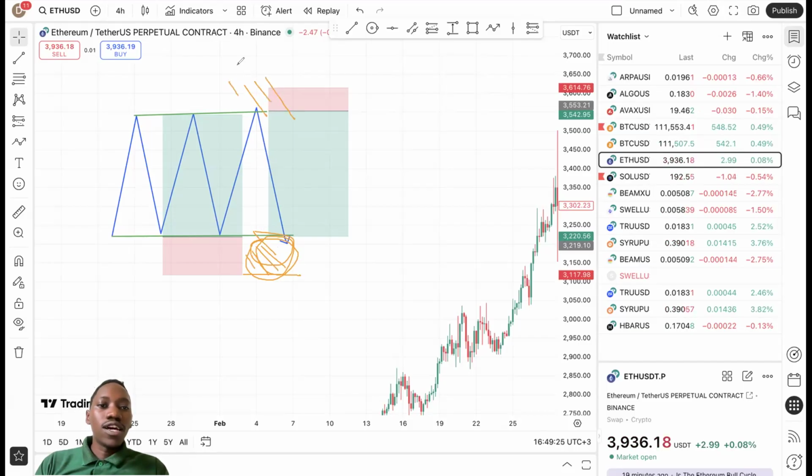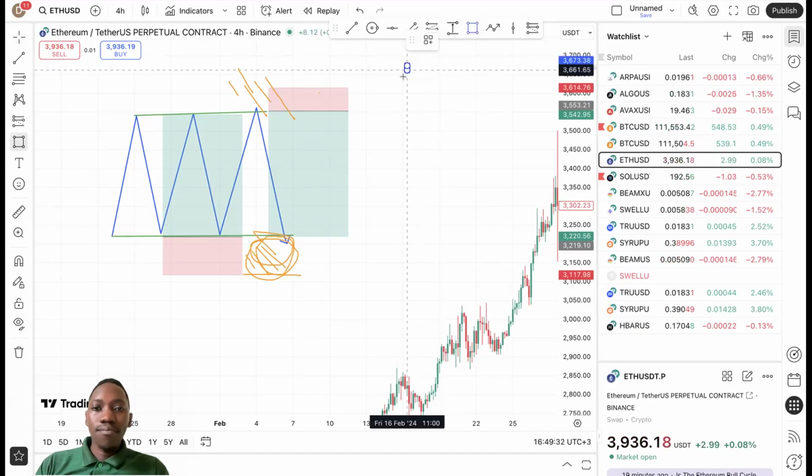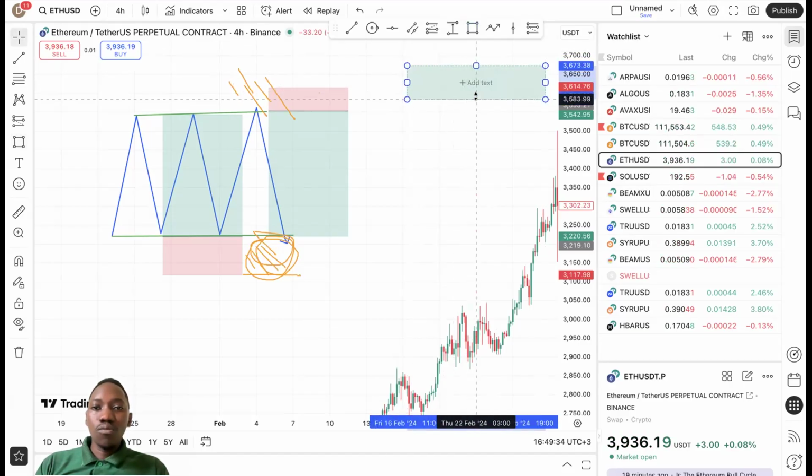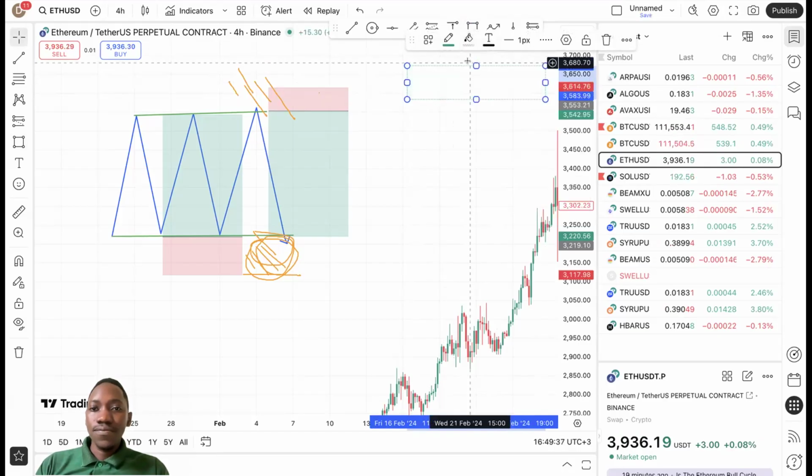Now, this is what we call liquidity. It's a concept called liquidity. Let me draw my box again here. And now I teach two more concepts, and then we call it a day.